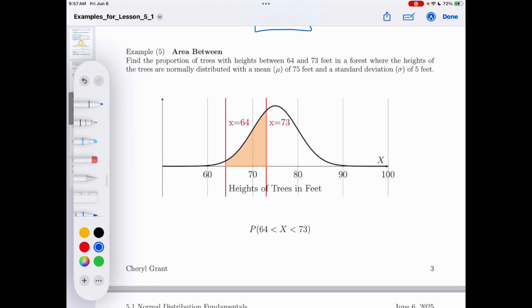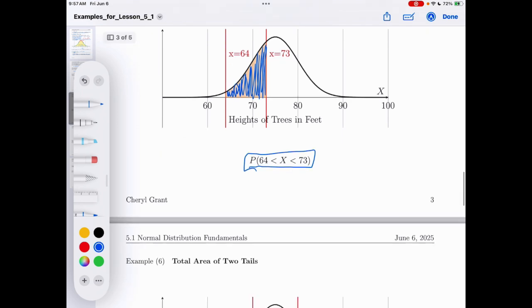When we're talking about the probability between two values, in this case, we're talking about the probability that the height of the tree falls between 64 feet and 73 feet. So when we look at that on the graph, that's this orange shaded area. Whatever the probability is, that's going to be equal to the area under the curve between 64 and 73.